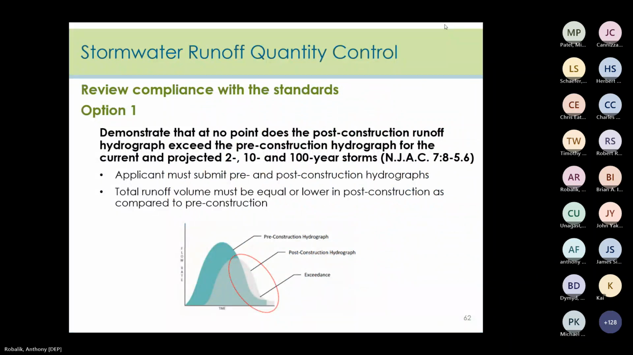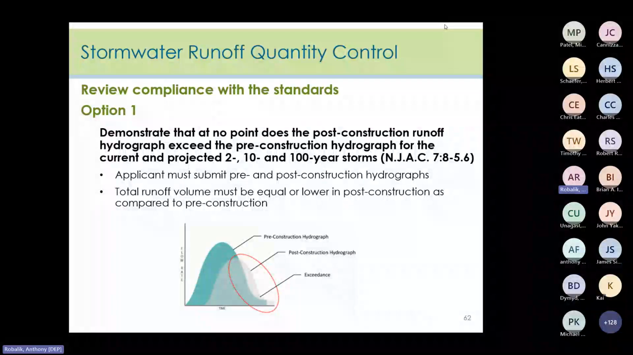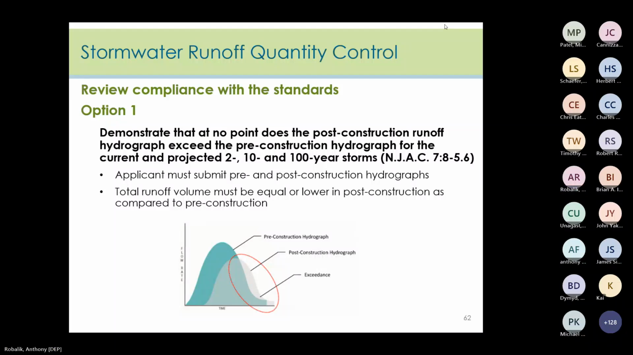So after having reviewed all of the input parameters, we should then review compliance with the stormwater runoff quantity standard. Option 1 is almost exclusively used for redevelopment, and Chapter 5 of the BMP manual includes a discussion and example illustrating this. As was mentioned back in Module 1, in order to meet option 1, the post-construction hydrograph cannot exceed at any point in time the pre-construction hydrograph, and that's going to be for both the current and projected 2, 10 and 100-year design storms.